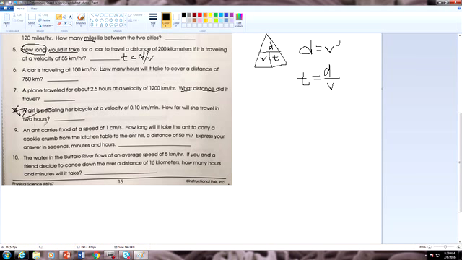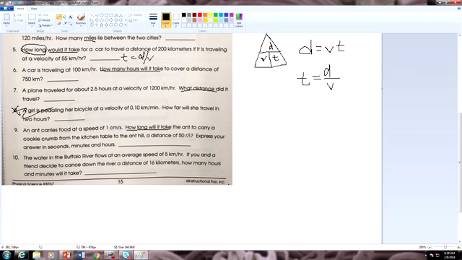Okay, so let's look at this one. An ant carries food at a speed of 1 centimeter per second. How long will it take the ant to carry a cookie crumb from the kitchen table to the ant hill at a distance of 50 meters? Okay, so we're going to set it up normally. They're looking for time, so it's going to be time equals distance over velocity. So here's your velocity. Here is your distance.